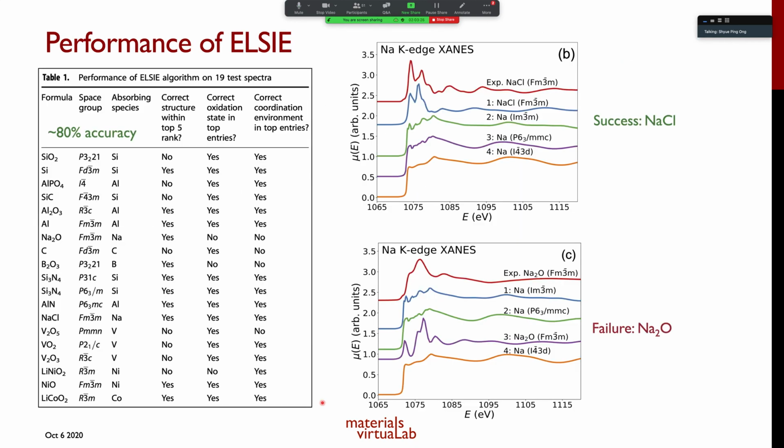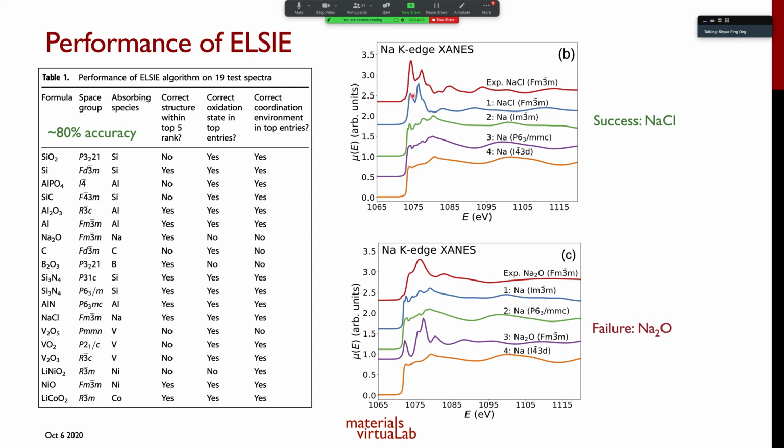We found that this approach actually works surprisingly well. For a limited test set of around 19 spectra, we were able to achieve about 80% accuracy in predicting the correct structure within the top 5 ranking predictions, and we can also achieve about 80% accuracy in the oxidation state or the coordination environment within the top 5 entries. Just to show you an example, this is sodium chloride. This clearly works pretty well.